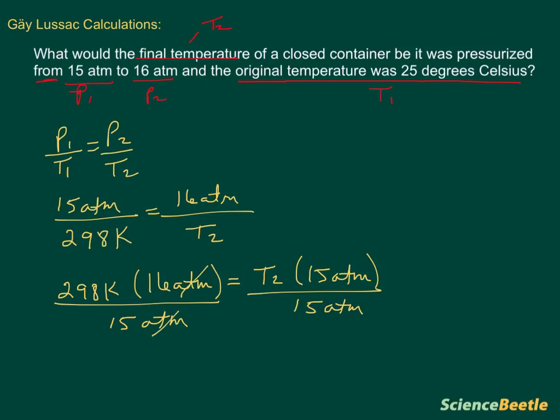So if we go ahead and do this math here, we're going to come up with a value for T2 equal to the following. And so in order to get that, let's just go ahead and do this again. 298 multiplied by 16, divided by 15 then, will give us an answer that we're looking for. In this particular case, it will give us 240 Kelvin. So this is the final temperature for this particular problem.